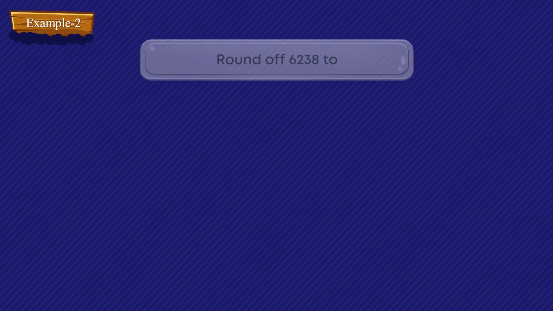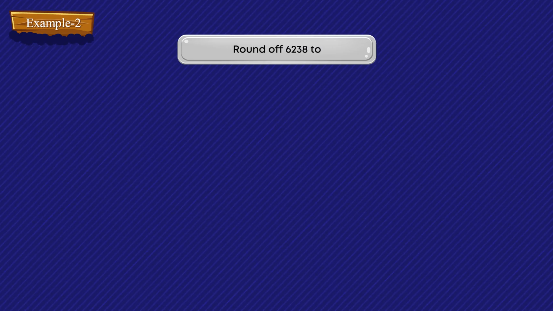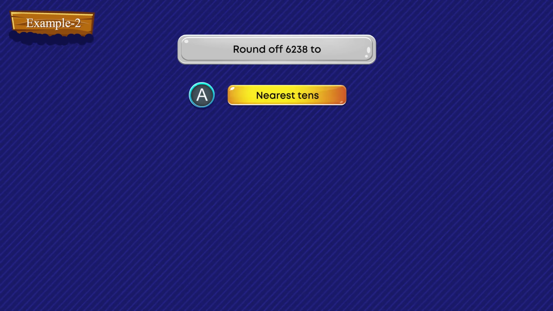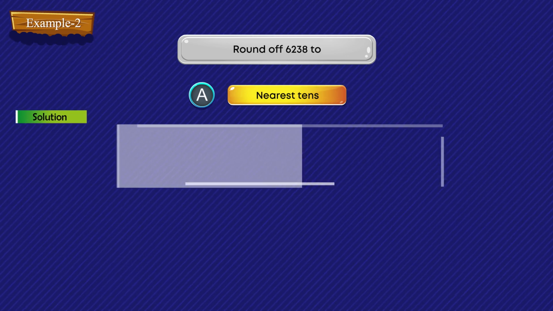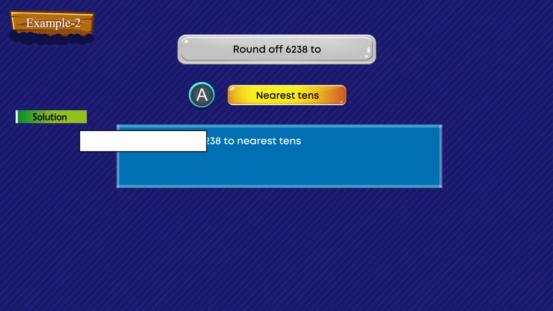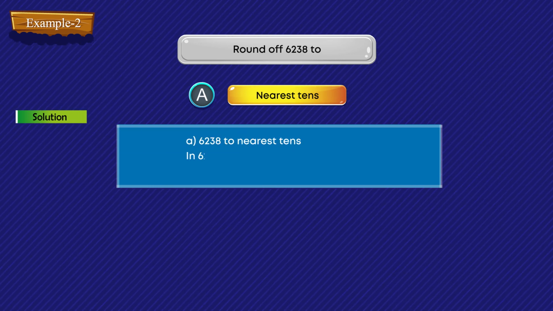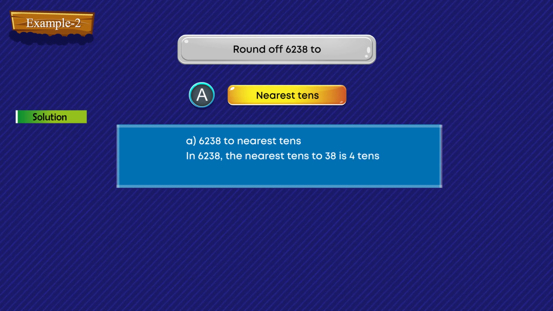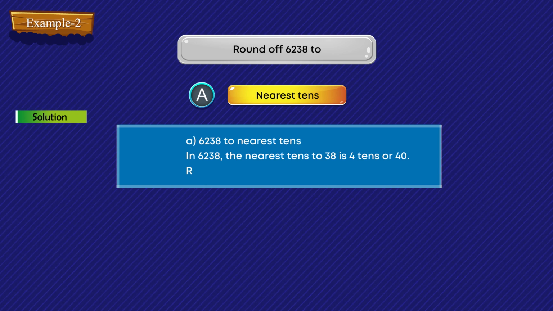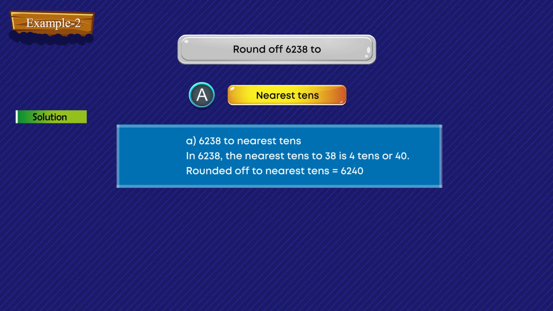Example 2. Round off 6,238 to a. Nearest tens. Solution. A. 6,238 to nearest tens. In 6,238, the nearest tens to 38 is 4 tens or 40. Rounded off to nearest tens is equal to 6,240.